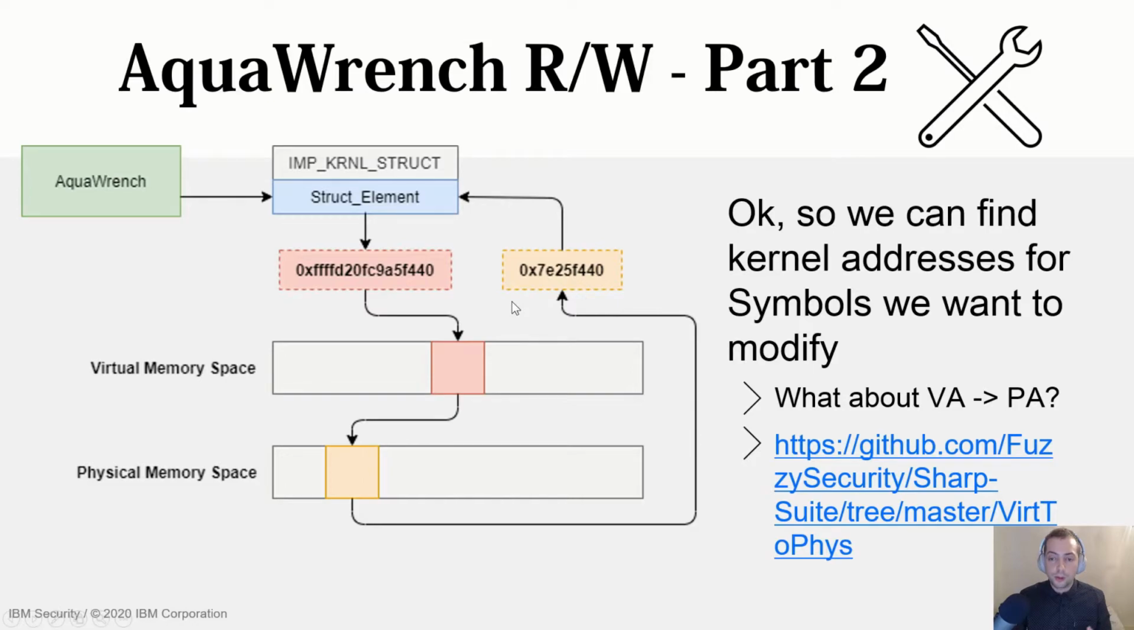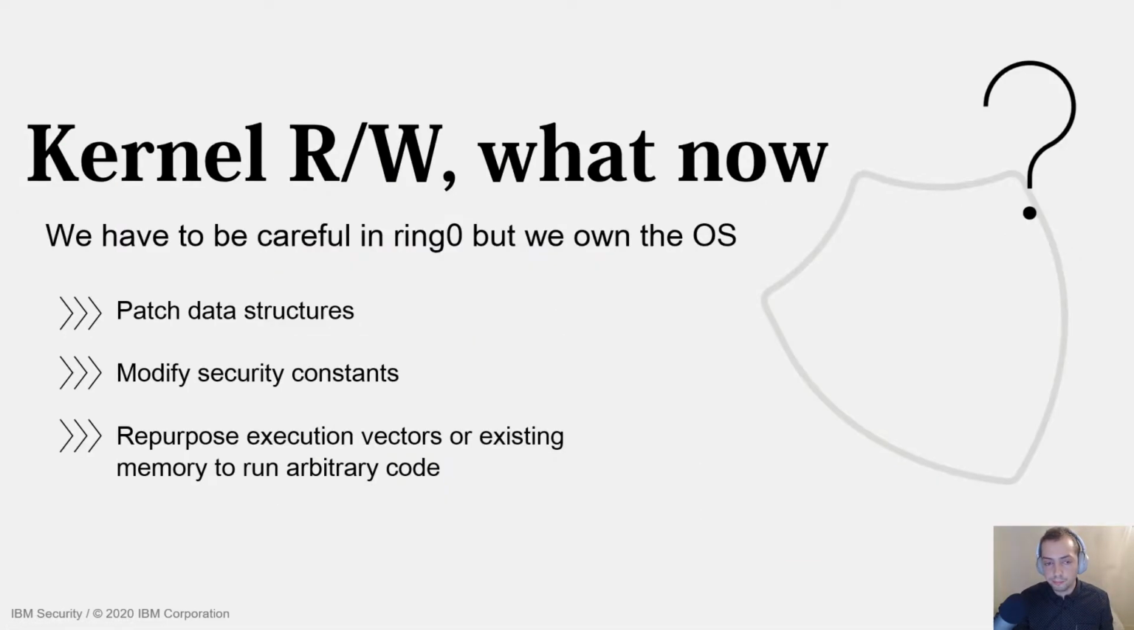Once we are able to convert our virtual address to a physical address, we've essentially achieved arbitrary read-write. Because at that point, if we want to change this address, we can just tell the driver, hey, allocate me or map me this memory, which is at 7E254F440. It will do that. You can edit it, and that change will be reflected in the virtual address space. Okay, so kernel read-write, right?